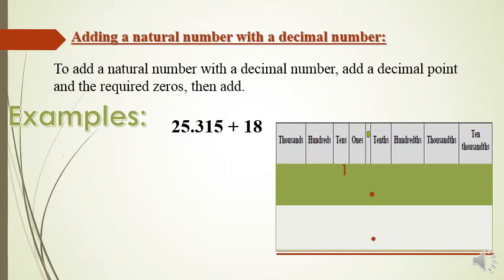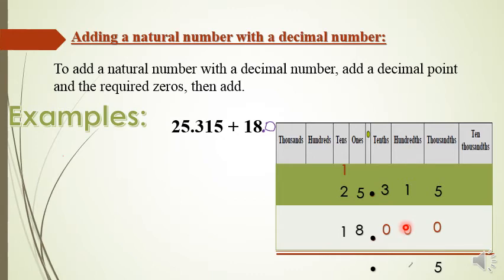Let's check it down. Look here, we want to add 25.315 and 18. So, first of all, write the first number, which is 25.315, and to 18, what to do? We put 18.0, and we put the point under the point, as you can see here, and then we write 18.0. And you can then add zeros in the empty spaces.